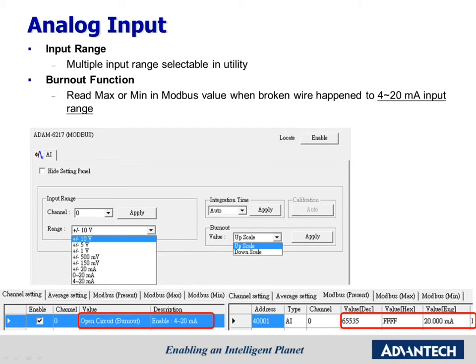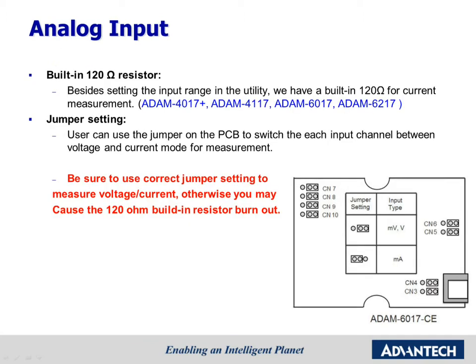Here is an analog input setting in ADAM utility. As you can see in the picture, users can select different input ranges based on the application. And please note that only the 4 to 20 mA input range has burnout detection. For ADAM modules, there is a built-in 120 ohms resistor for current measurements. Users need to use a jumper to switch the input channels between voltage and current mode for AI measurements.